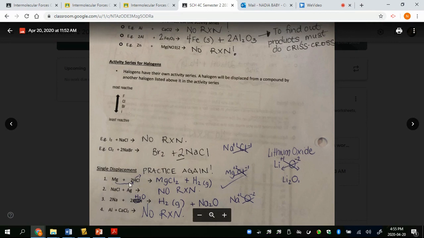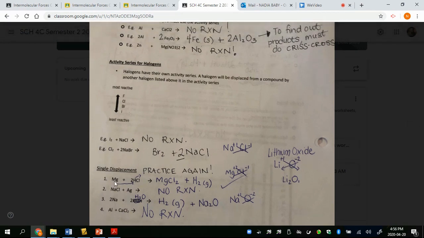Okay, next one, Mg plus 2HCl. You want to see, is magnesium higher than hydrogen on the activity series list? And in fact it is, so you figure out the products, MgCl2 plus H2. NaCl plus Ag: is silver above sodium to kick it out? It is not, so therefore no reaction. So you just want to keep going with that, and these are the answers here. If you have any questions about single displacement reactions, please reach out and let me know.